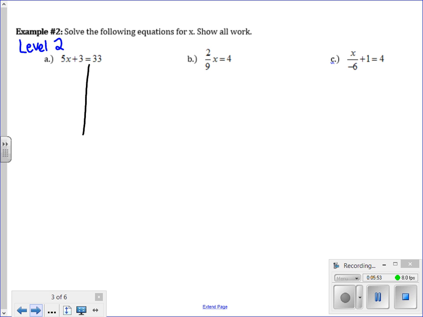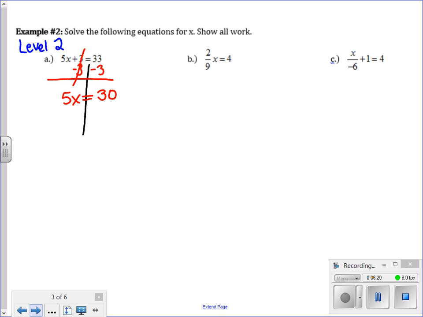My goal again is to get the variable x by itself. Now here I have a 5x plus 3, so I need to actually start by moving what's farthest away from the x first. So I'm going to move the 3. I'm going to start by subtracting 3 from both sides. When I do this, the 3's cancel out on the left, and I have 5x equals 30. 33 minus 3 is 30.